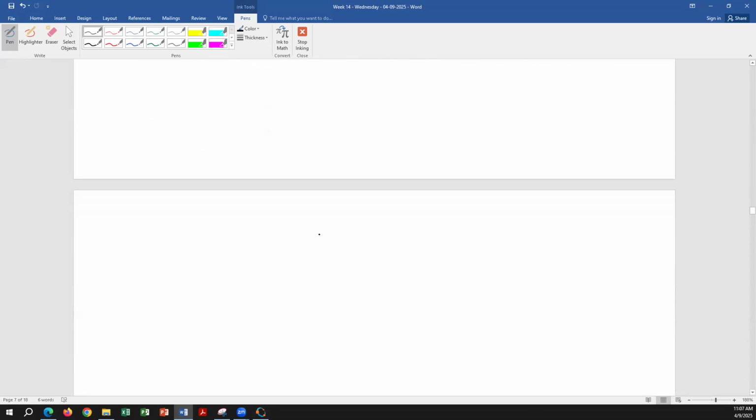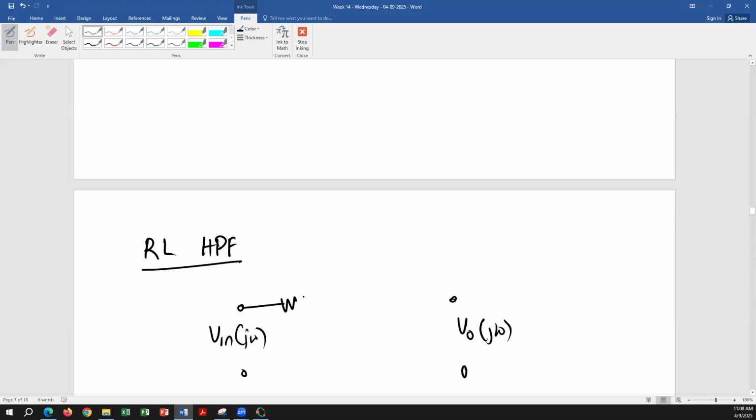Now, for the RL high pass filter, of course, notes will be posted, so you can always check it. RL, first order RL passive high pass filter. All right, now tell me where the components will be connected. Very good. Opposite of the low pass. So first comes the resistor in series, and then comes the inductor, not capacitor, inductor in parallel.